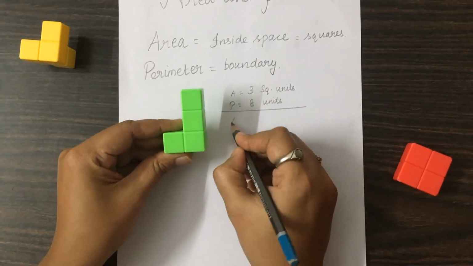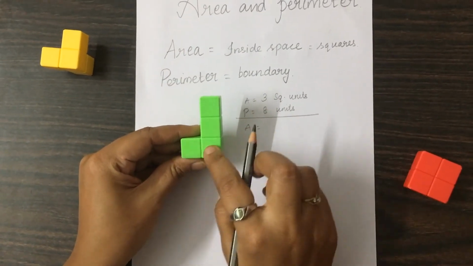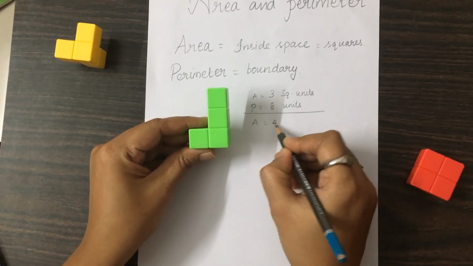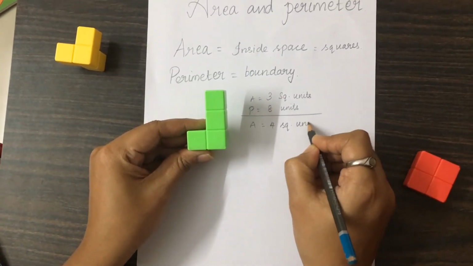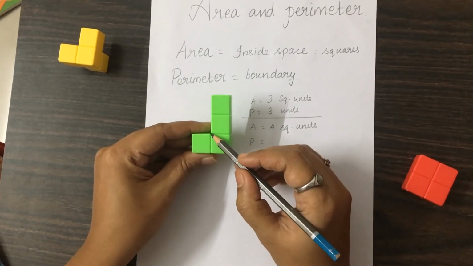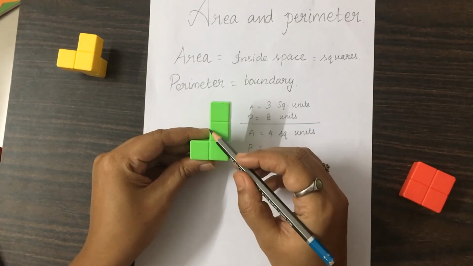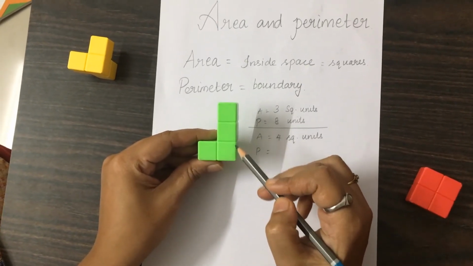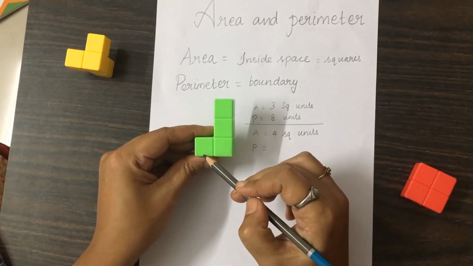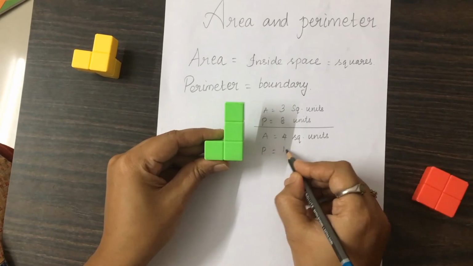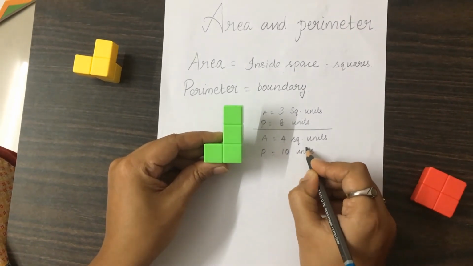Likewise, I'll show you this. What is the area of this shape? It is 4 squares. So it is 4 square units. And what is the perimeter of it? Let us have this as the starting point. So from here to here, 1, 2, 3, 4, 5, 6, 7, 8, 9 and 10. So the perimeter is 10 units.